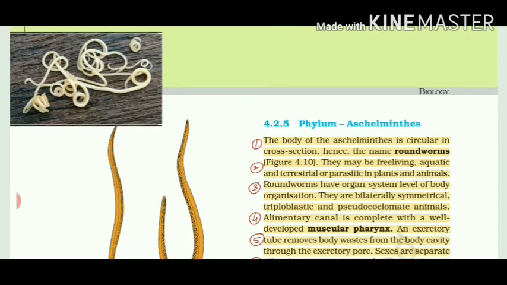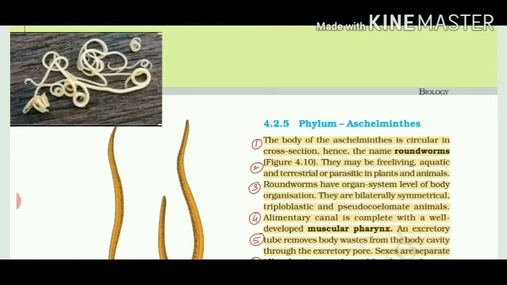Yes, so they have a circular cross section, and the second point is that they are free living. Free living means they are not attached to any body. They can be aquatic, they can be terrestrial, or they can be parasitic. Now they can be found in the plant body or in the animal body. So they are mostly infectious in nature.